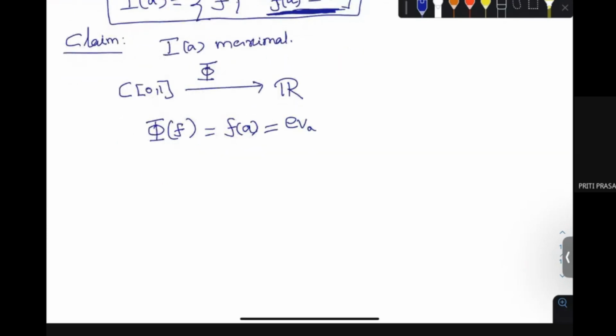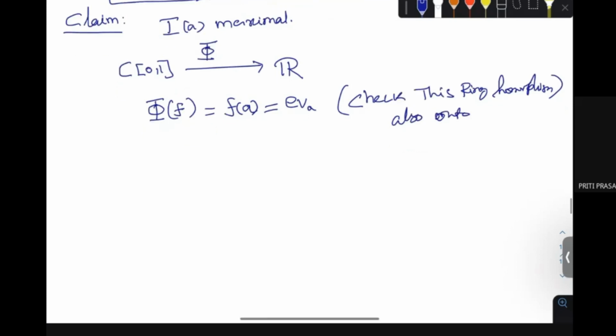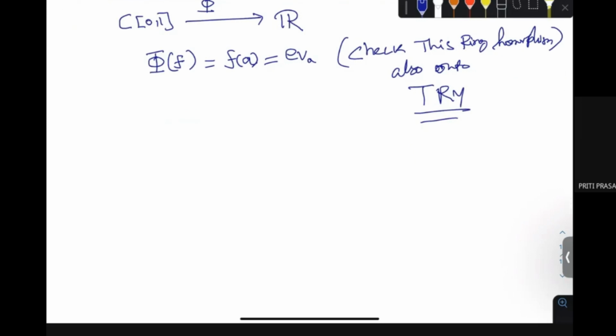I'm taking a ring homomorphism. Check it. This is a ring homomorphism. Also onto. It is actually an onto ring homomorphism. Try it. If you are not yet convinced, for now put your trust in me. Let's go further. I have a ring homomorphism from here to here, which is onto.